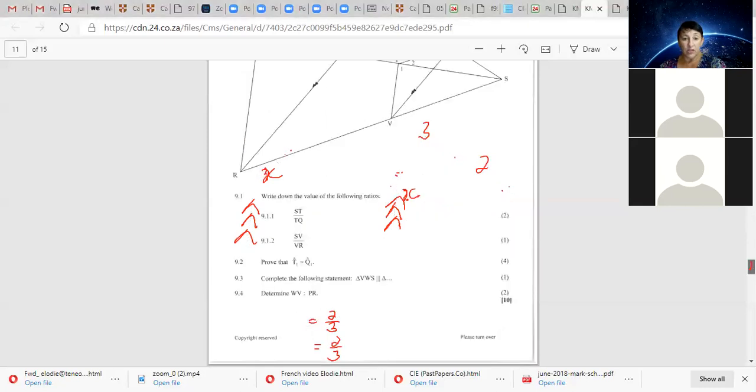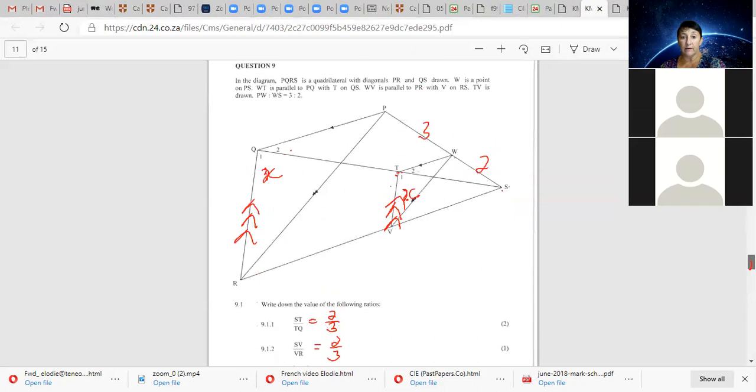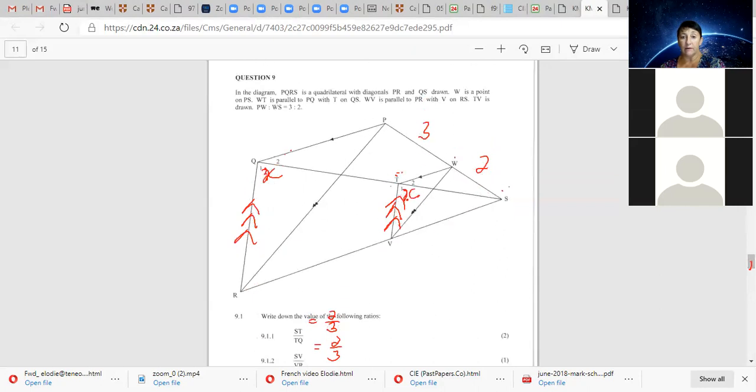What was the next question? They said complete the following statement. Triangle VWS is similar to some other triangle. Okay, VWS. So this triangle is similar to what other triangle? All right, so you can see that this triangle is the small and that is the big. So it's similar to that one.